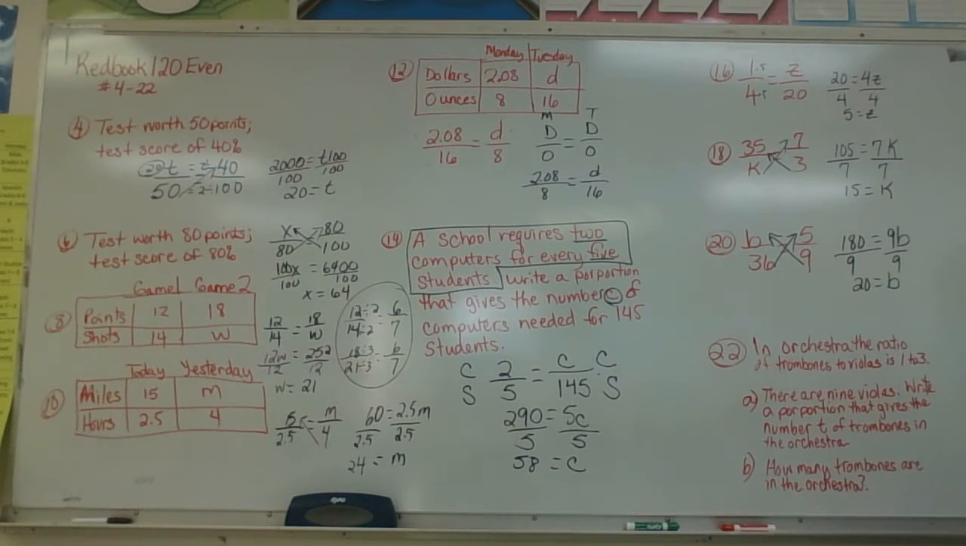Last one. In the orchestra, the ratio of trombones to violas is 1 to 3. There are 9 violas. Write a proportion that gives the number of T trombones in the orchestra. So if the ratio is 1 to 3, and we know we have 9 violas, we don't know how many trombones we have. That would be our proportion. Now we would need to solve for T. We would cross multiply, and therefore, for answer B, how many trombones are in the orchestra?